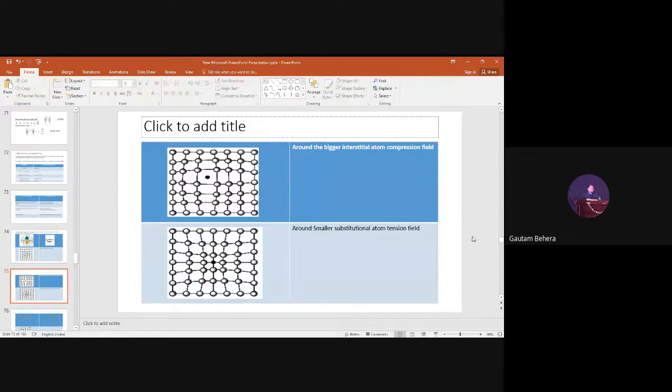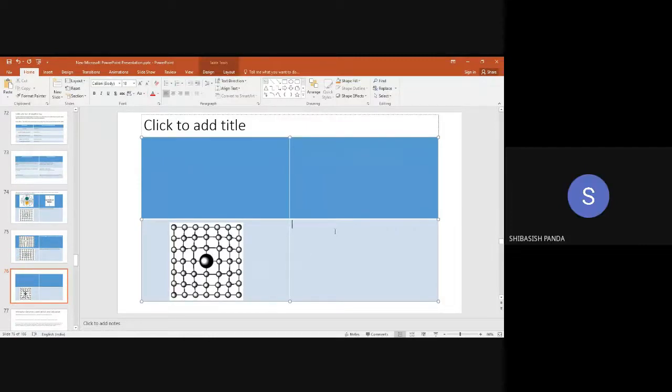Okay, last one. What is this? Bigger interstitial atom. Bigger substitutional. Yes, bigger substitutional. Who said interstitial? How does it look like an interstitial? Sorry, sir. The atoms should be present in a uniform way. So the atom is missing over here, and a substitutional atom is coming over here. That's why it is a bigger substitutional atom. What should I write? Around this.